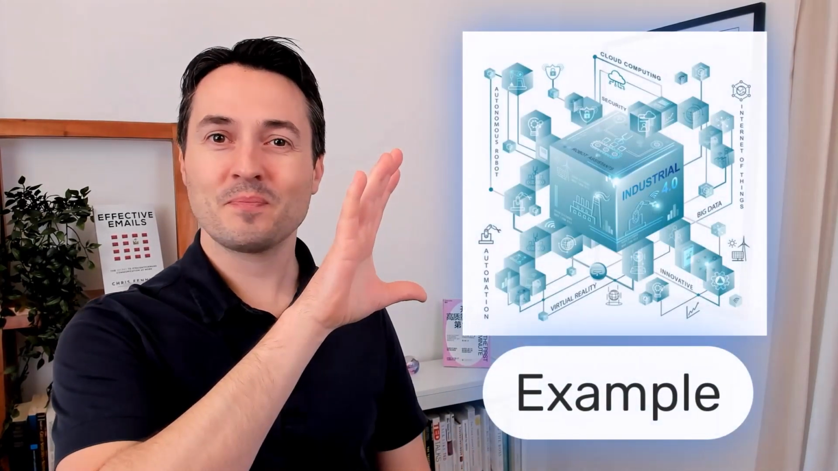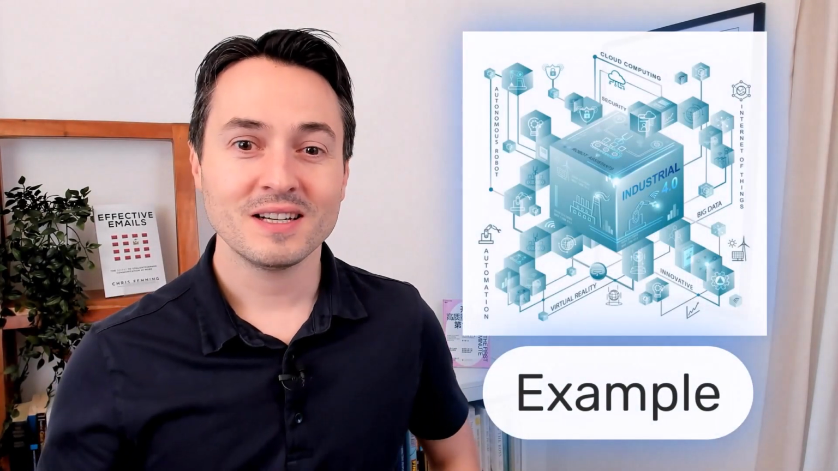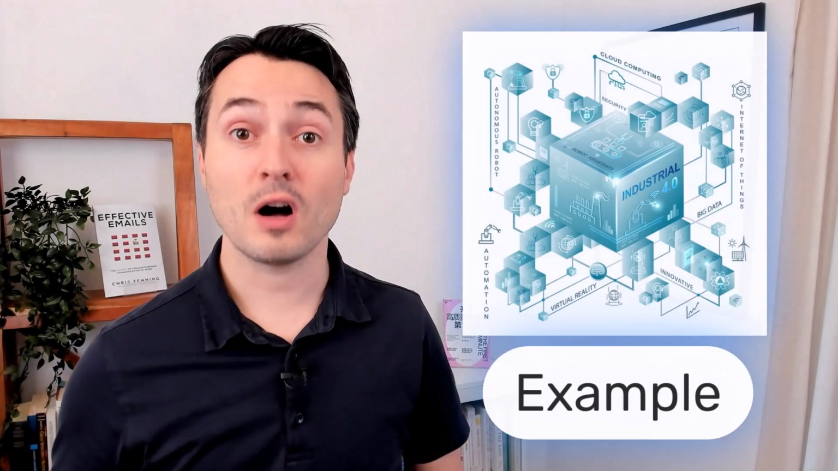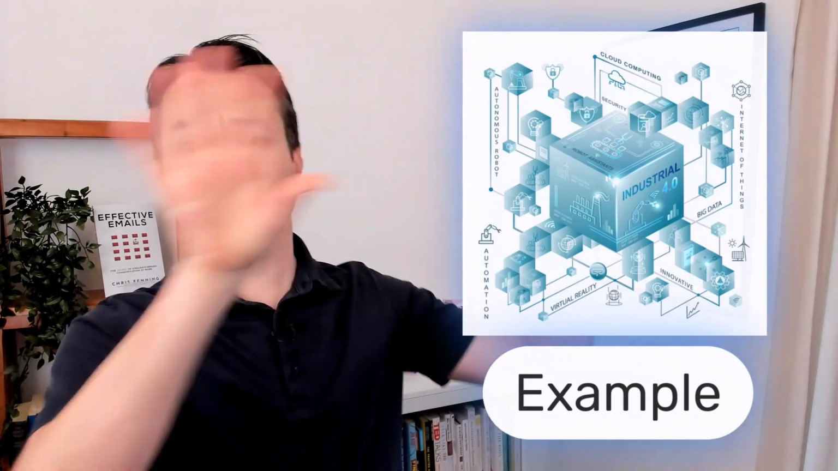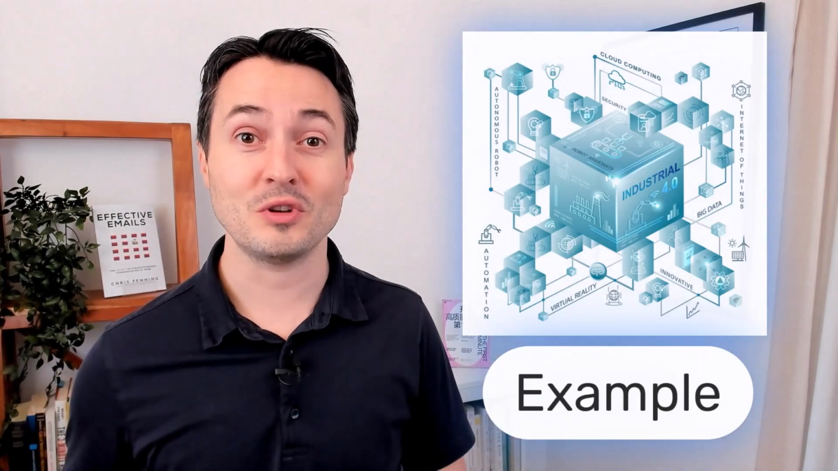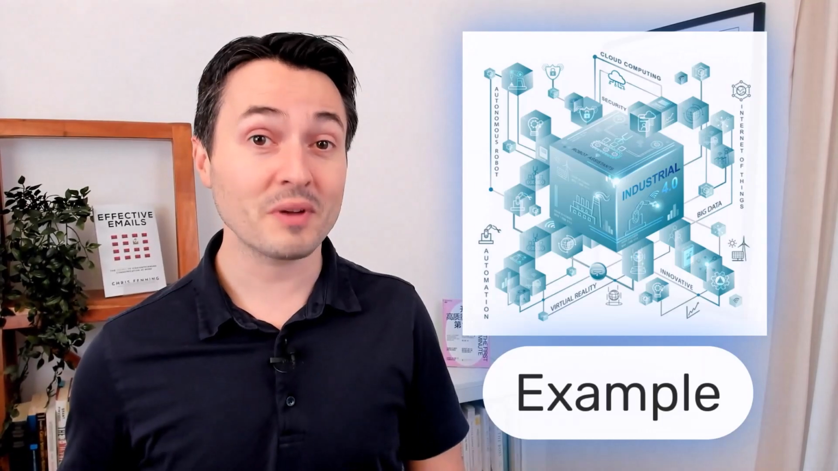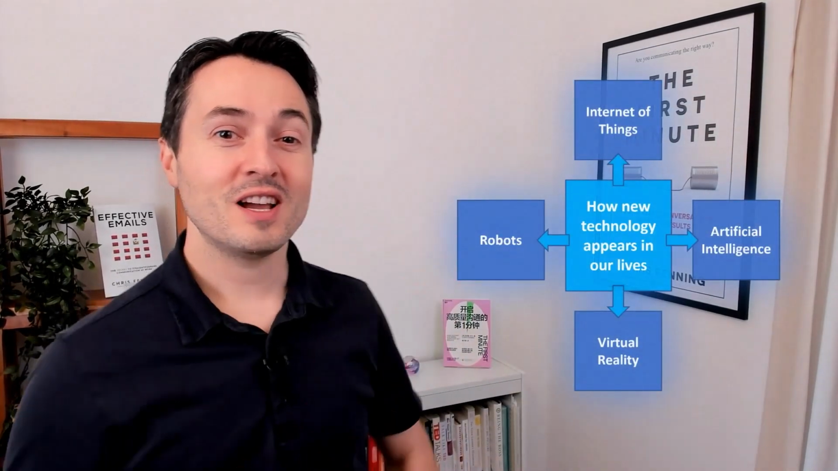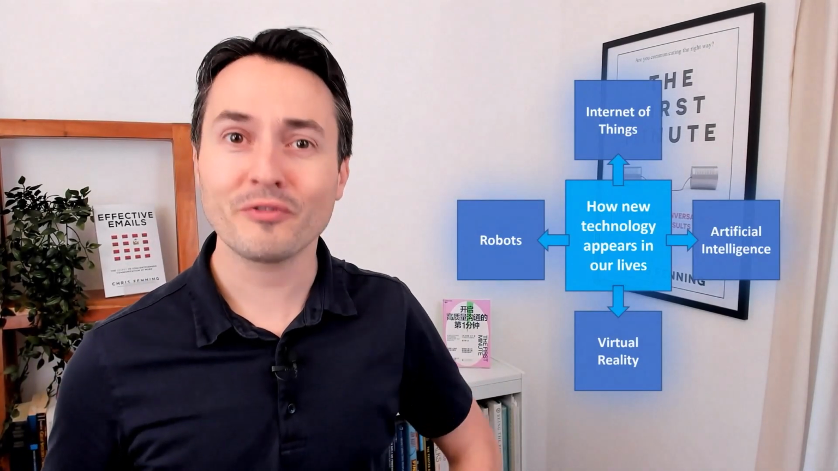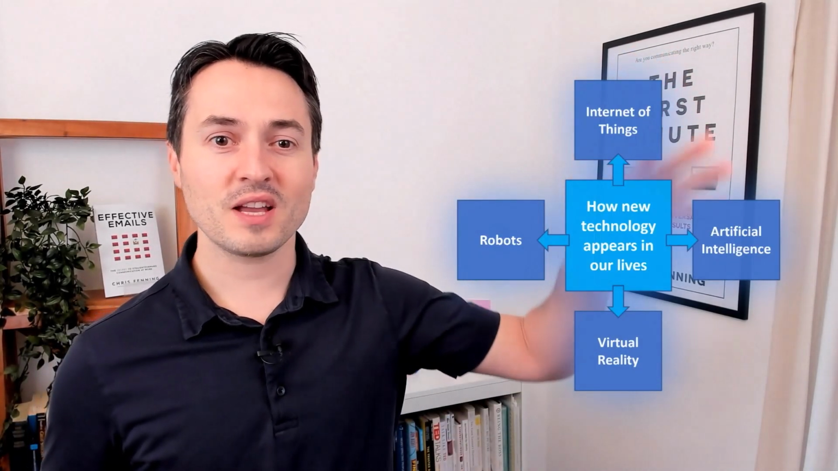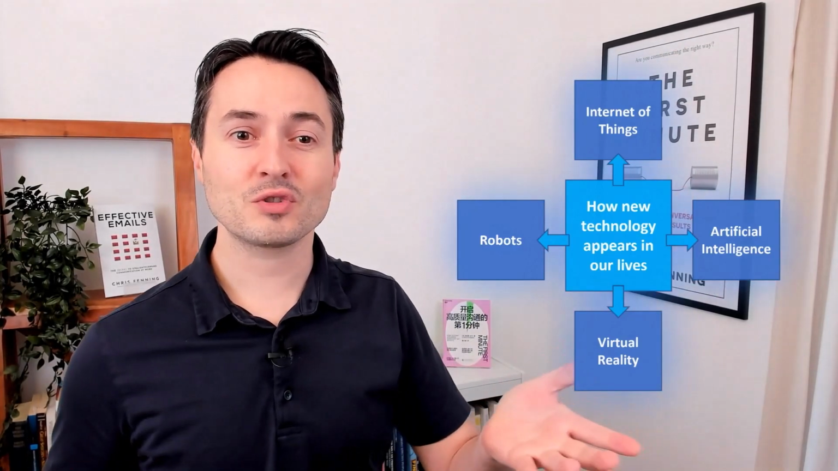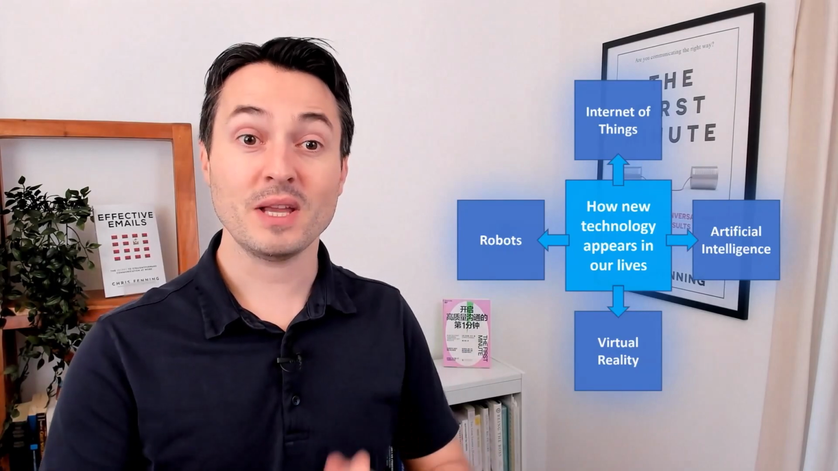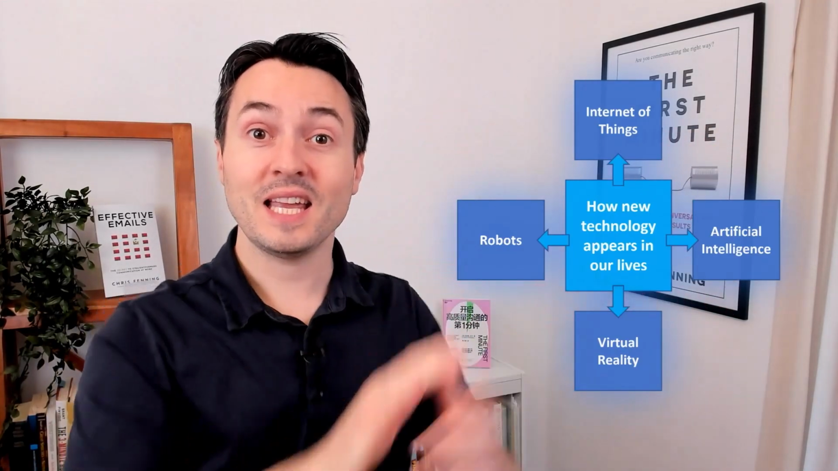This diagram can be simplified. This is an example of how technology impacts our lives today. And there's all sorts of different areas, and I'm not going to explain them to you. What I'm going to do is show you a simplified version of this diagram. How technology appears in our lives. And there are 4 key areas: the Internet of Things, artificial intelligence, virtual reality, and robots. Everything from that previous diagram is somewhere in here.